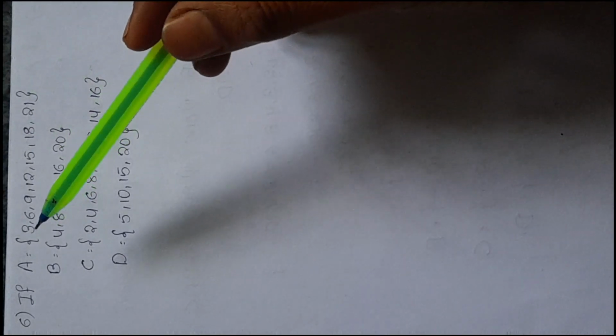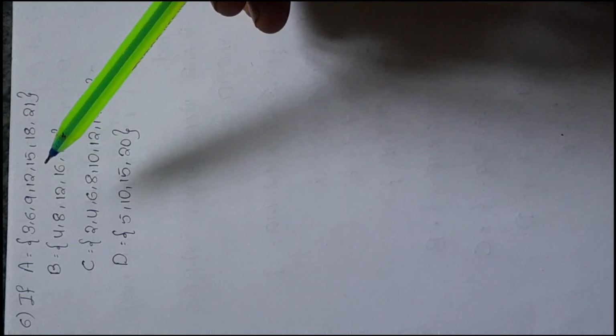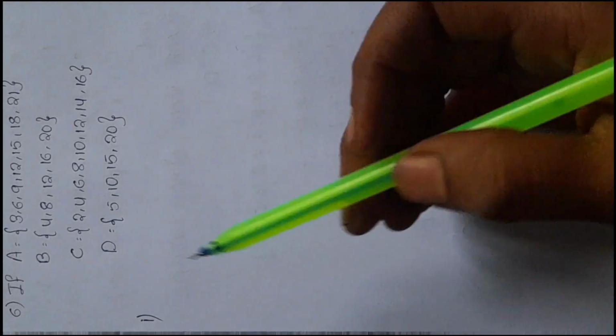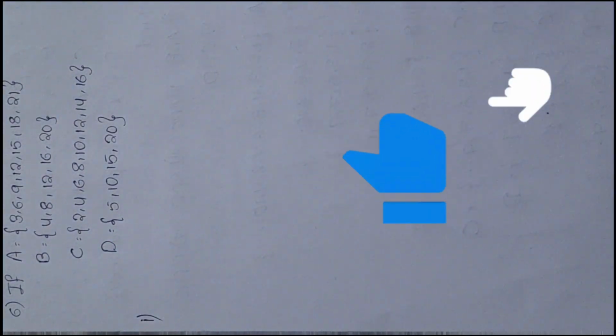Sixth question is, if set A is equal to 3, 6, 9, 12, 15, 18, 21, and set B, set C and set D, all these are given. Now we should find the answers; 10 questions are given in the sixth question. Let us solve 5 of those.